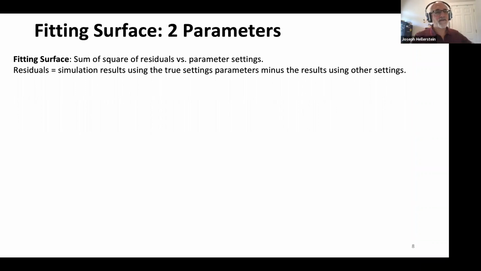Okay, so let's talk a little bit about this challenge of what I refer to as a surface.